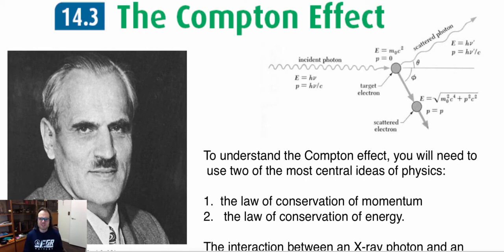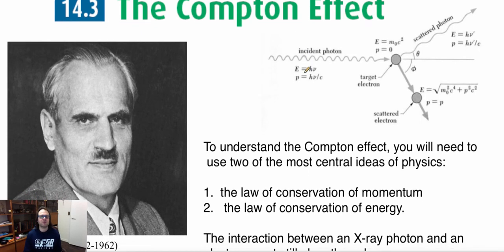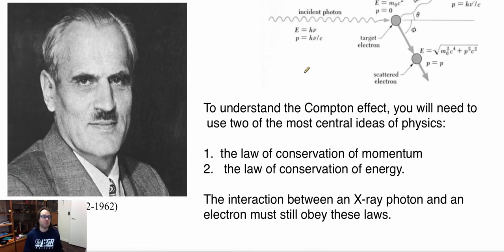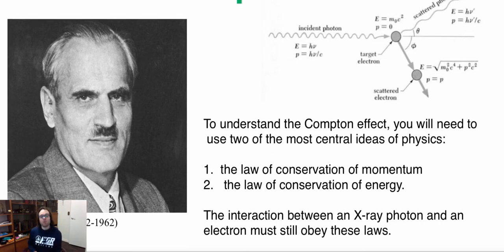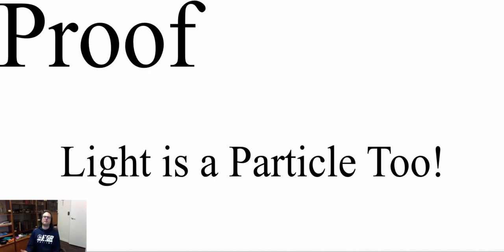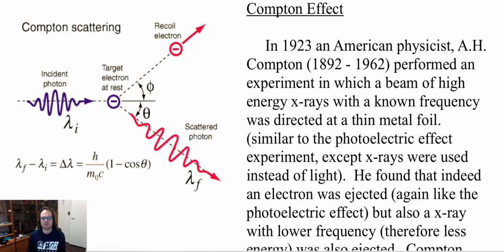But to understand the Compton effect, we must first look back to things we've looked at before. Since we're dealing with particles, we have to understand the conservation of momentum and the conservation of energy. And since what Compton did essentially was shoot an X-ray at an electron, then both the X-ray photon and the electron must obey the law of conservation of momentum and the law of conservation of energy. And with his experiments, voila, proof, light is a particle too. So what is the Compton effect?